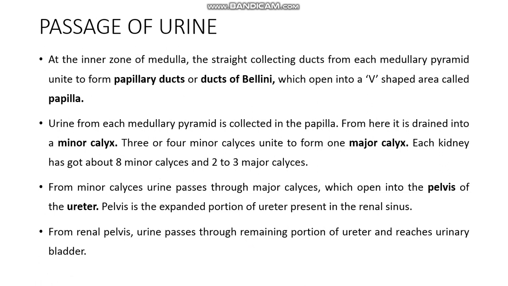Then from the renal pelvis, what happens? The urine passes through the remaining portion of the ureter and reaches the urinary bladder.